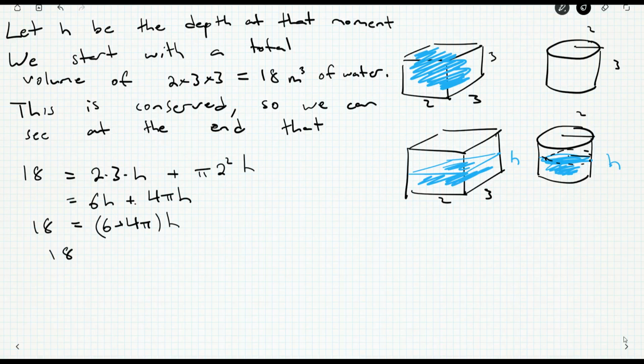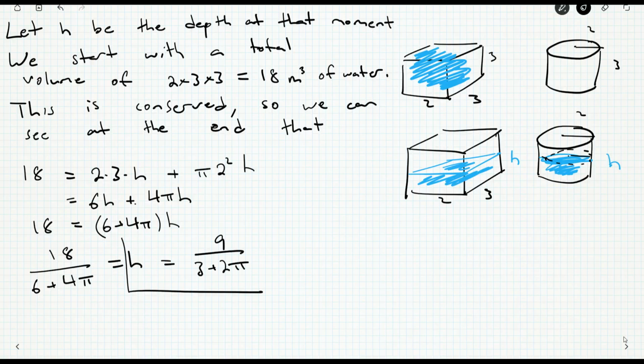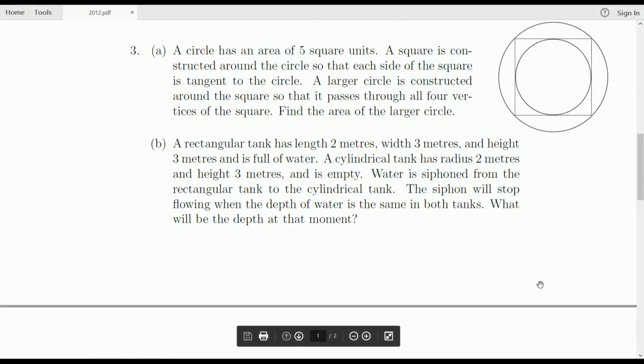Okay. So we just divide through. H is 18 over 6 plus 4 pi. That's the same as h. One thing I can do, I can take out a factor of 2 on the top and bottom. And that's really as small as we can make it. So I would probably leave that. If you're a person who cares about units, you could say meters. But it's not going to be that important.